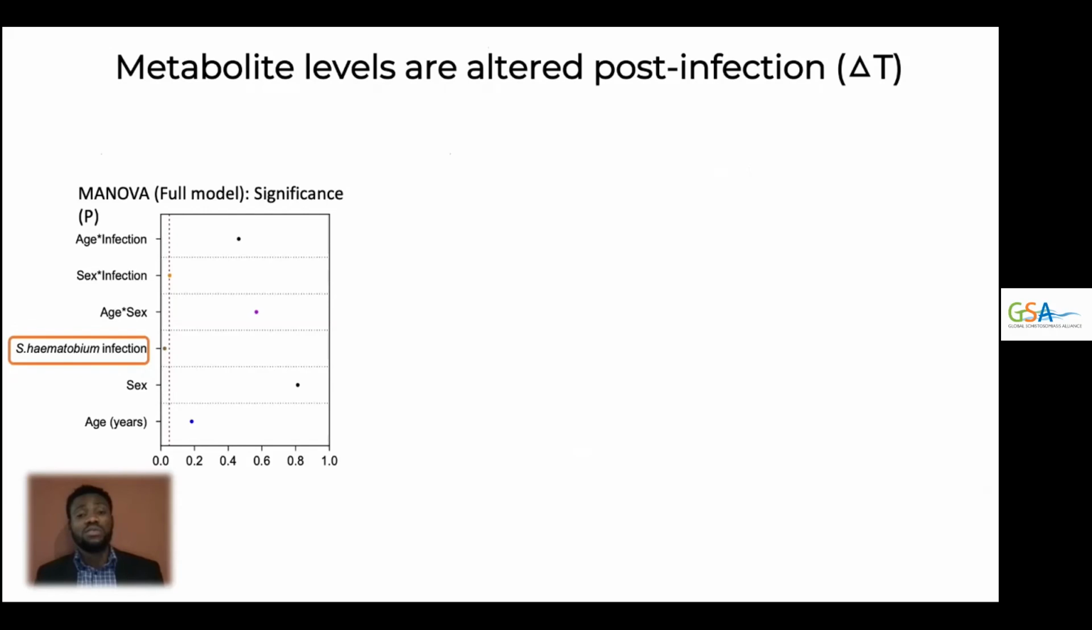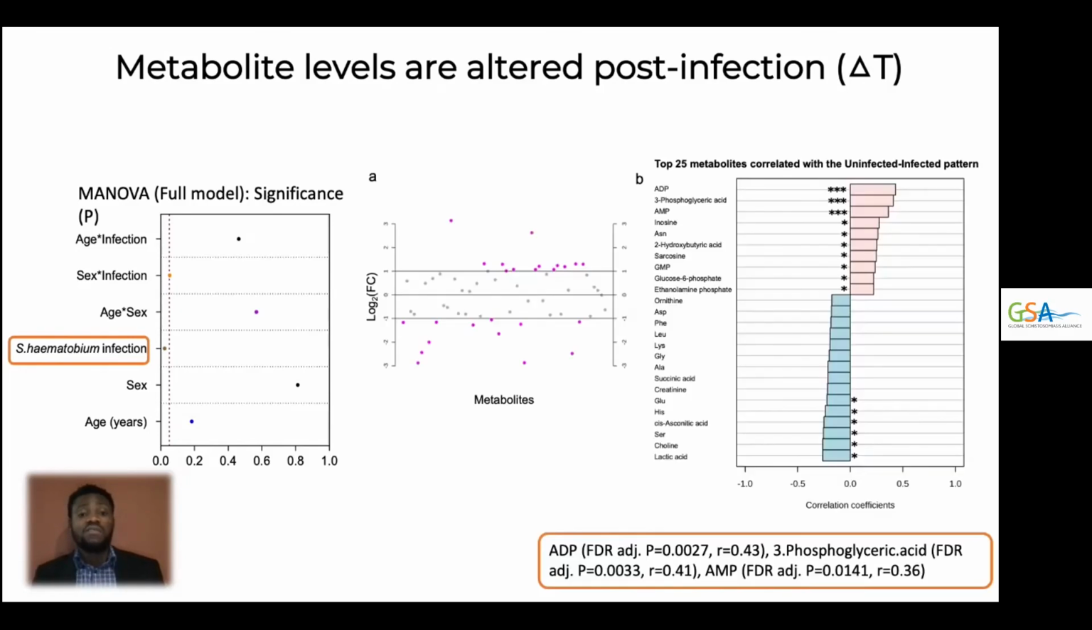At 3 months post-infection, we calculated the change in metabolite profiles between baseline and at infection, and used this data in a MANOVA model to determine the influence of schistosome infection on metabolite profiles, accounting for age, sex, and their interactions. Schistosome infection did indeed significantly influence metabolite profiles at infection, and a fold change analysis showed greater than 2-fold change increases or decreases in metabolite profiles amongst infected individuals, and a pattern correlation analysis confirmed this pattern.